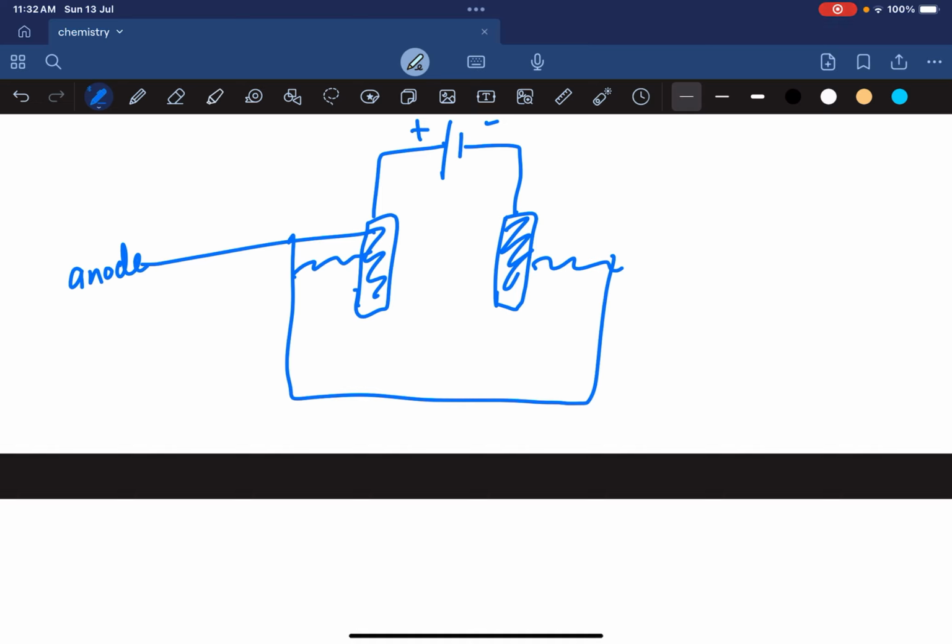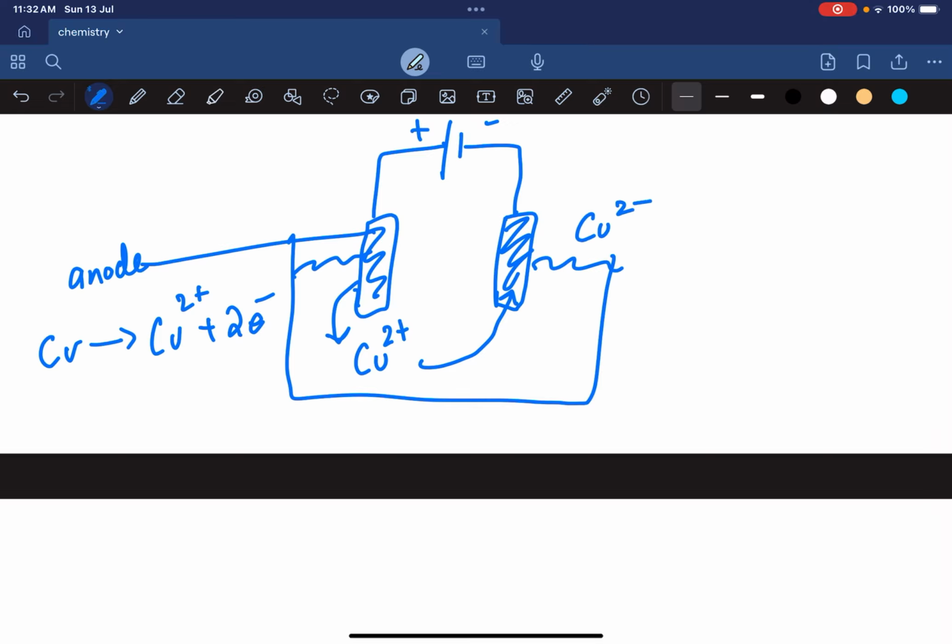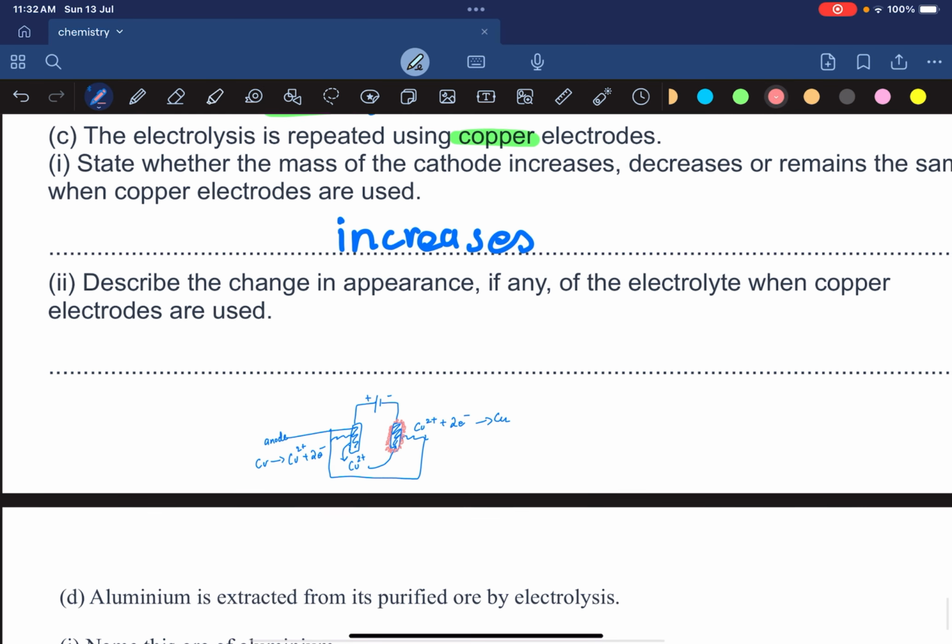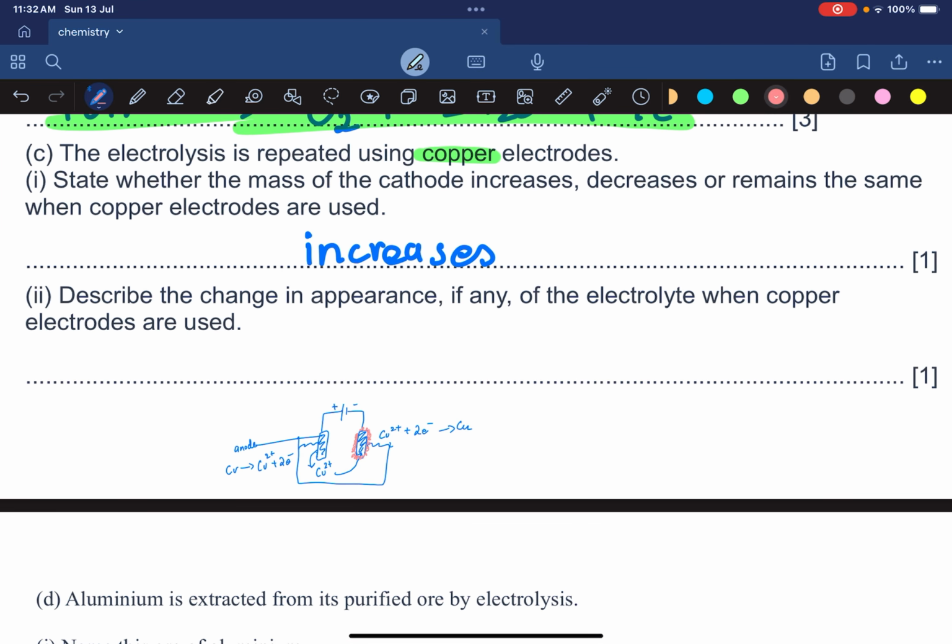So the equation for the anode is Cu forms Cu2+ plus 2 electrons. These ions come out of the anode into the solution. Now the Cu2+ ions from the solution gain 2 electrons at the cathode, Cu2+ plus 2 electrons forms Cu. When they form copper, this copper is deposited around the cathode, and when copper is deposited around the cathode, it gains mass. So the mass increases. Describe the change in appearance, if any, of the electrolyte when copper electrodes are used.